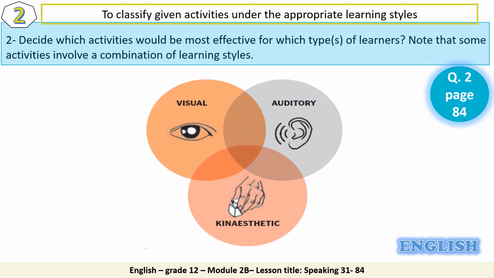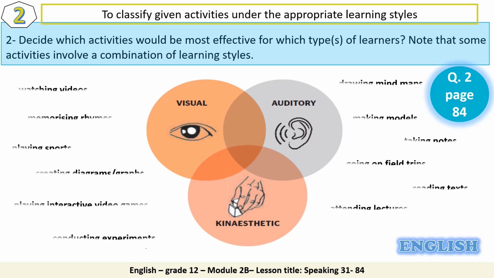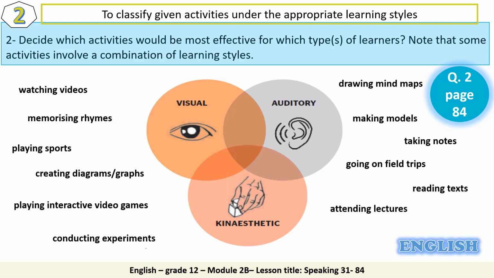The image about the 3 learning styles will be clearer and closer to our minds after answering question 2, page 84. Here displayed is a list of activities. Our job is to decide which activities would be most effective for which type of learners.